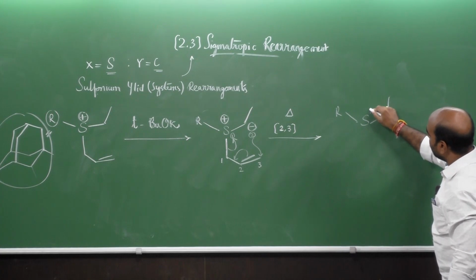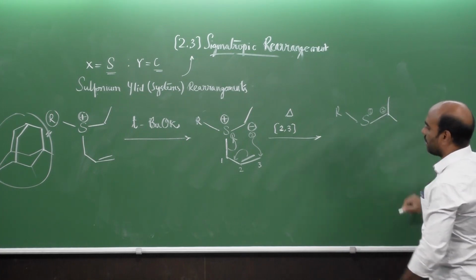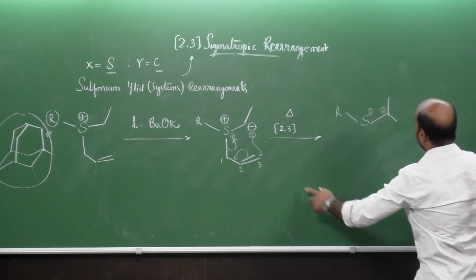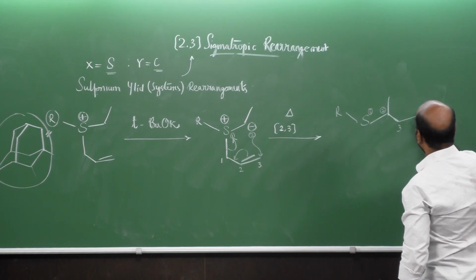So, this is the 1 and this is the 2. Now, this second carbon atom is attached to the third carbon atom of the allylic system previously, right. So, 3, which is connected to 2 and then 1.